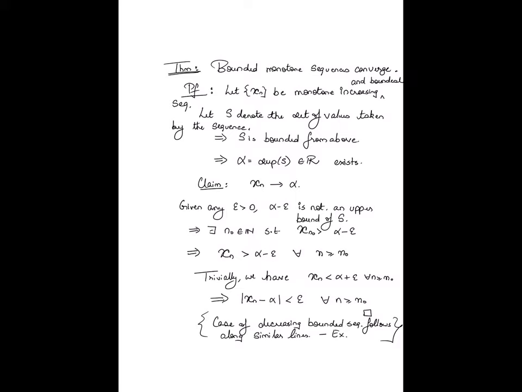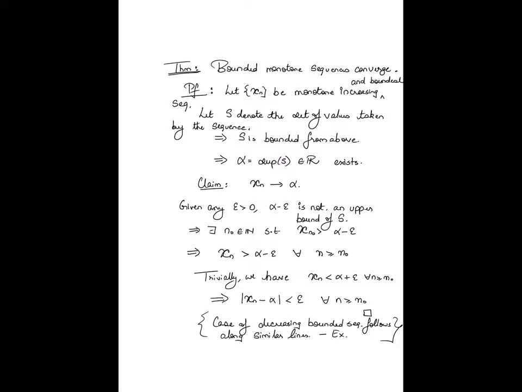Alright, so what have we seen so far? So far what we have said is that convergent sequences are bounded, right? Bounded sequences by themselves are not necessarily convergent. However, bounded monotone sequences are convergent. Specifically, there are two types of bounded monotone sequences. Either you have bounded increasing or bounded decreasing.